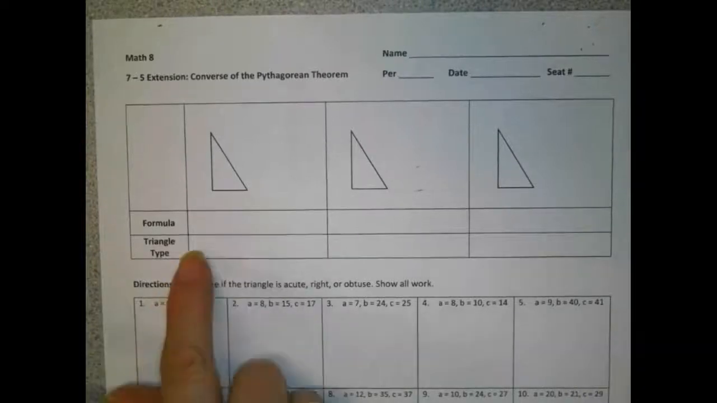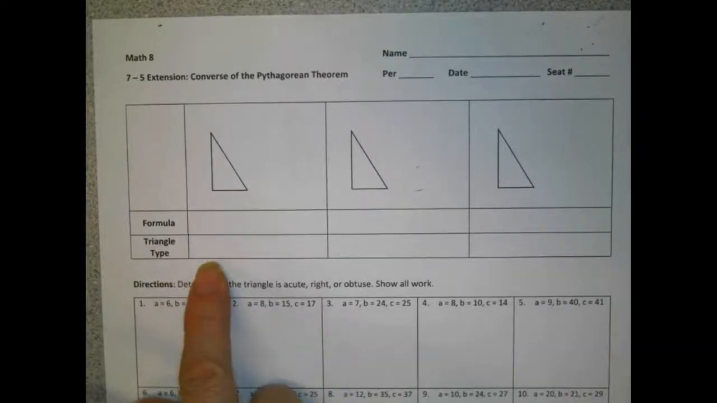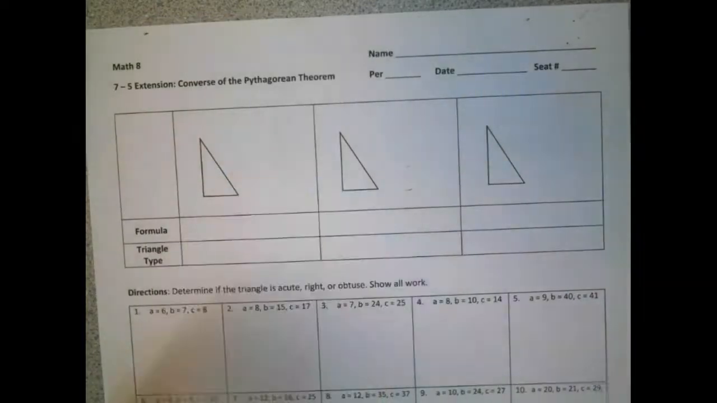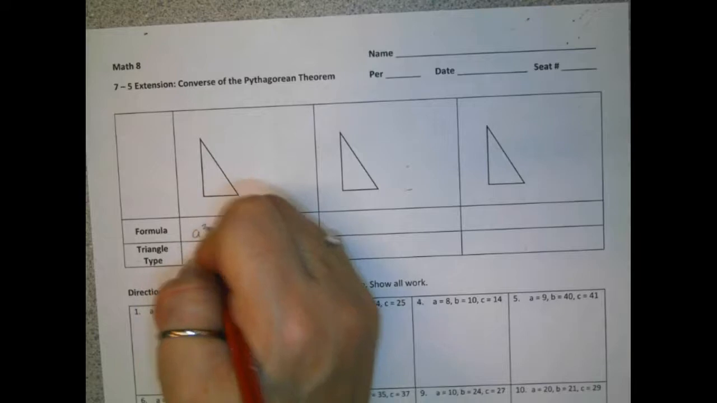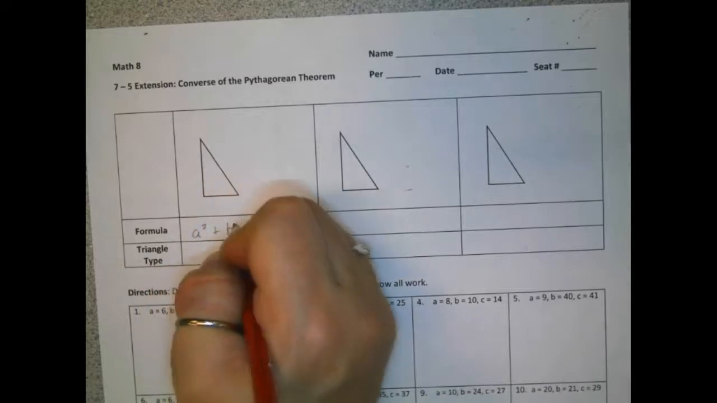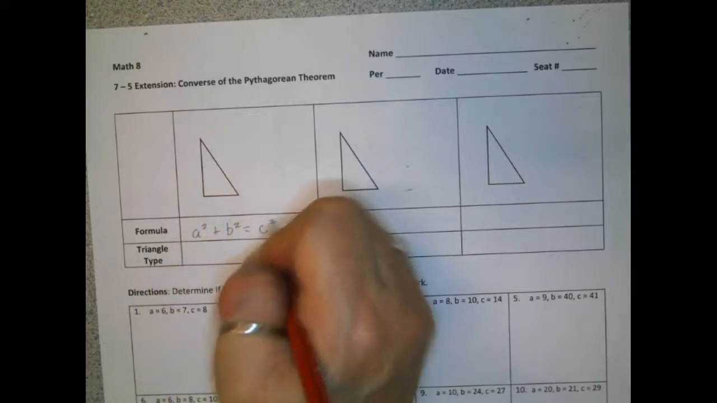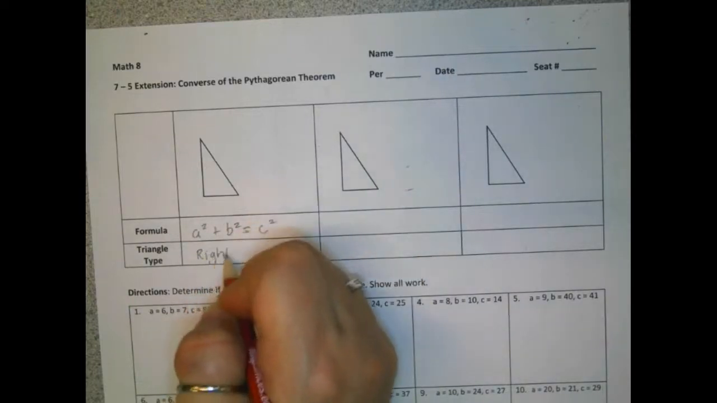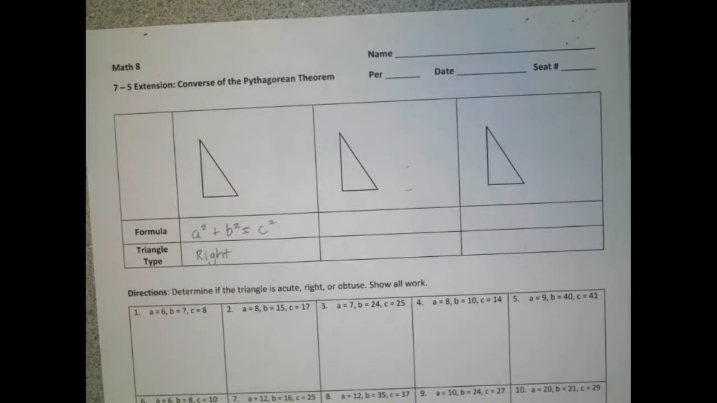We're going to talk about 3 different types of triangles. Okay, and I'm going to give you the information. So we know based on Pythagoras' theorem that a squared plus b squared equal to c squared is a right triangle, correct? Write it down.